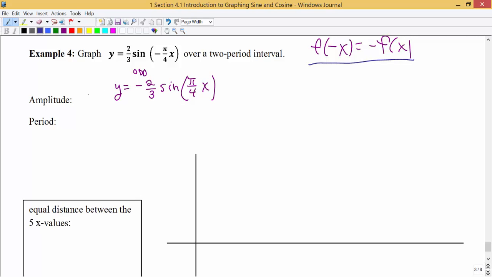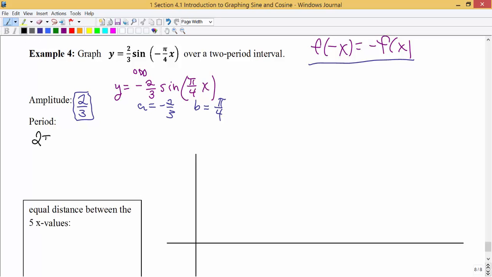So our amplitude, of course, is going to be the absolute value of a, and here a is negative 2/3, but the absolute value of that distance now will be positive 2/3. And the period, this one's a little different because the b actually is a multiple of pi, so that makes it a little bit interesting. So b is 1 pi over 4, or pi over 4.